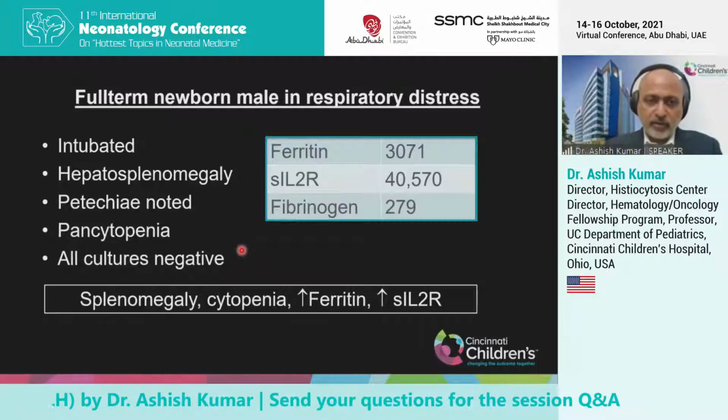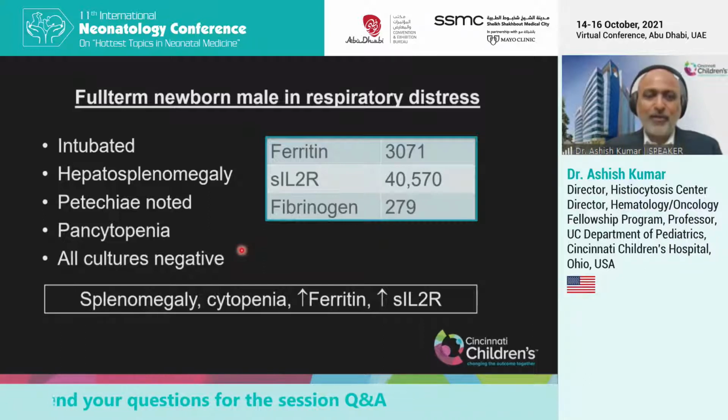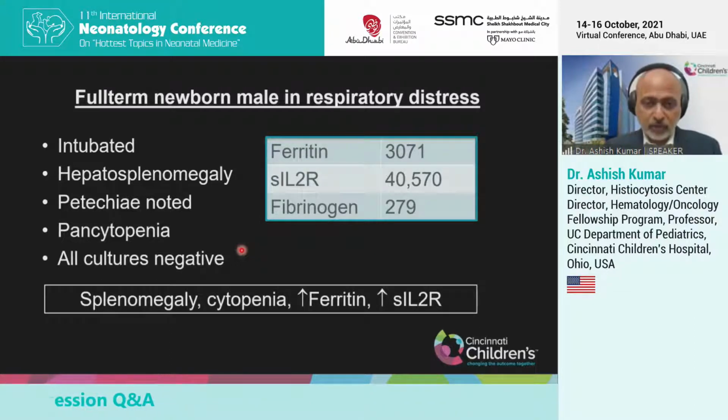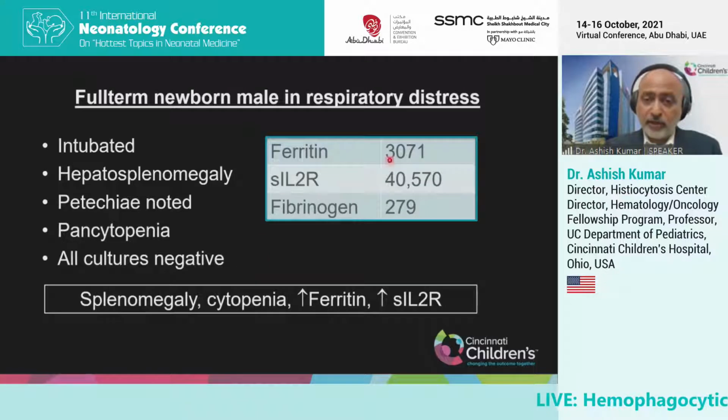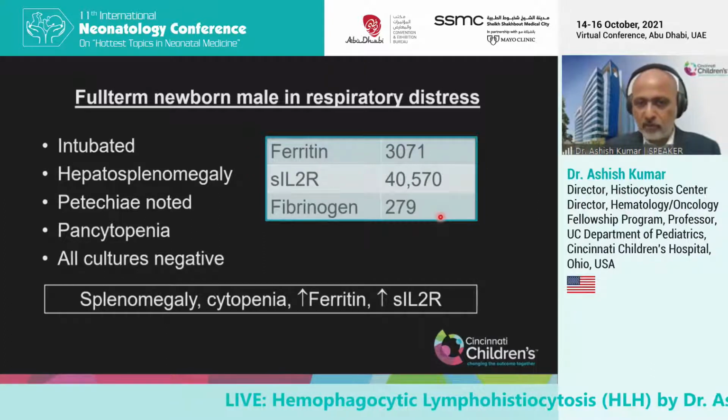But because of the hepatosplenomegaly and petechiae, a bone marrow biopsy was done, which actually showed hemophagocytosis. So when they saw that, they started thinking, could this be HLH? Because we at Cincinnati Children's, everybody thinks of HLH. And so they checked ferritin, it was elevated. They checked soluble interleukin-2 receptor, it was very high. The fibrinogen was not low, but it was not elevated either, it was just normal.